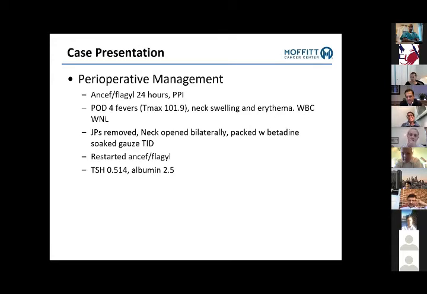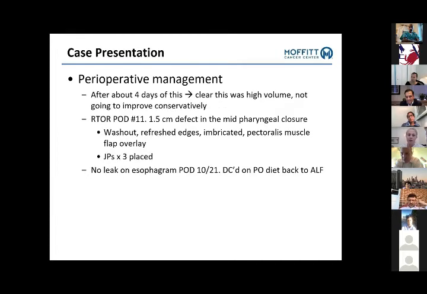So after about 48 hours, his neck did look cooled down. It was less red, less tender, but there was still copious saliva coming out. Gave it a couple of days, couldn't keep up with the packing. It was all completely saturated with saliva. This was clearly a high volume fistula. It was not going to improve with conservative management anytime soon. So I decided to take him to the operating room.